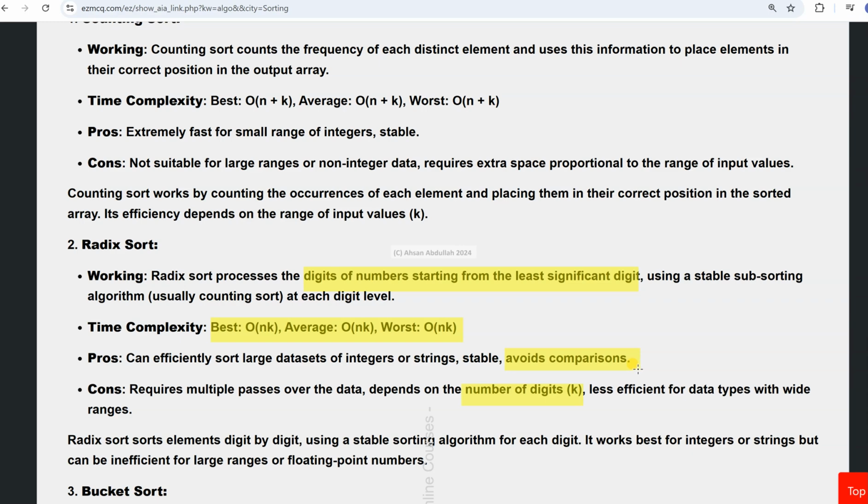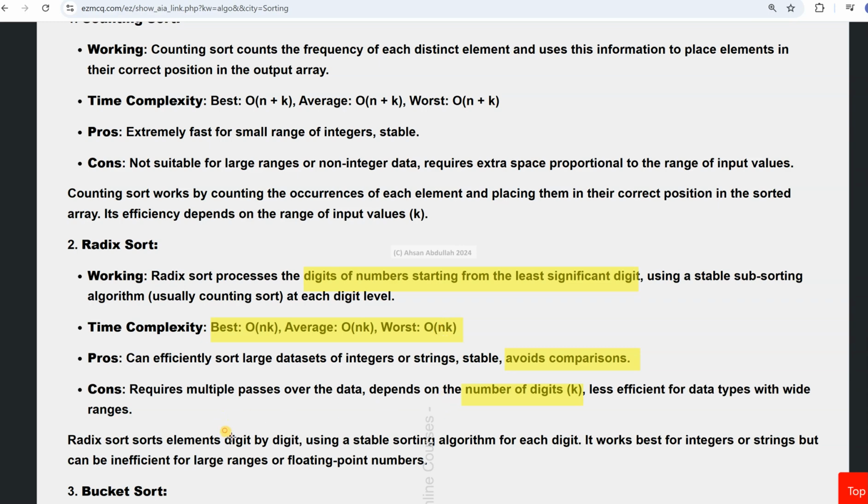Because comparisons can result in a time complexity anywhere from n squared to n log n. This is order n, and k is the number of digits. For example, if we have 1,000 numbers or a million numbers, we will not have a number with a million digits. We'll have 4 or 5 digits, 6 digits, 7 digits. So this is very fast. K is insignificant as compared to n over here.